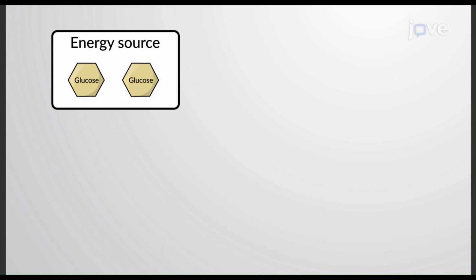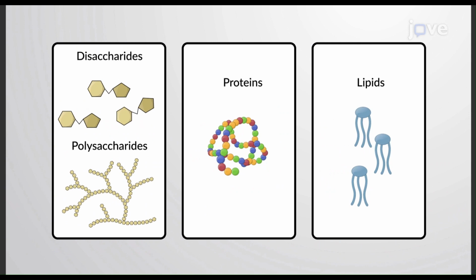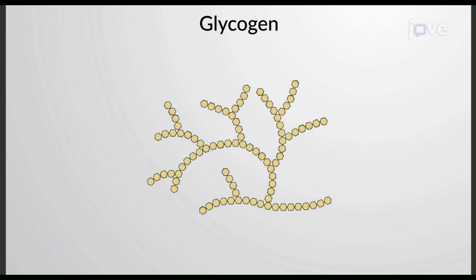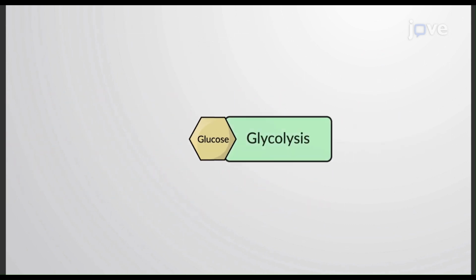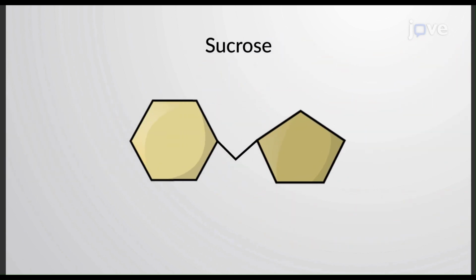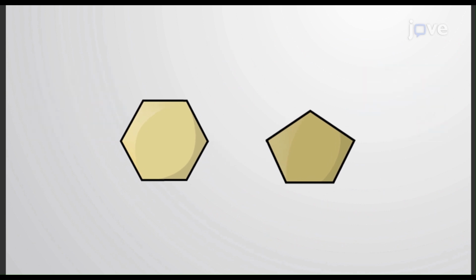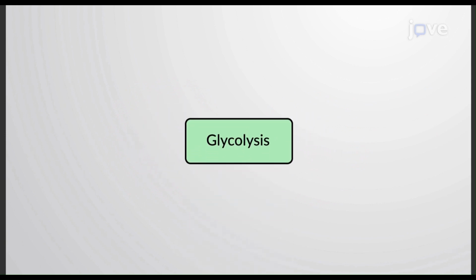Glucose, though a simple energy source, is not common in the diets of humans and other animals, so they obtain most of their energy from the digestion of carbohydrates like disaccharides and polysaccharides, proteins, and lipids. A polysaccharide like glycogen, a chain of several glucose molecules, is first hydrolyzed into glucose and fed into glycolysis to produce pyruvate and high-energy molecules. A disaccharide like sucrose, a sugar found in most fruits and vegetables, is broken down into two simpler sugars, fructose and glucose, and both are then catabolized in the glycolytic pathway.